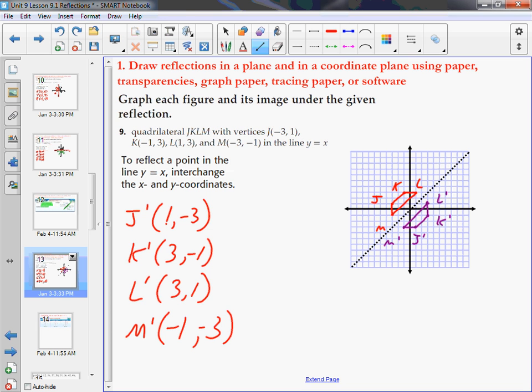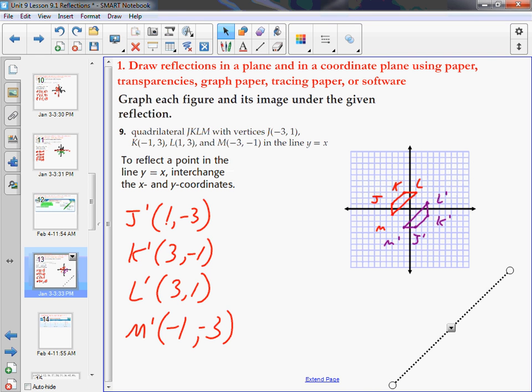Yeah. So the idea of learning to use your facts about what happens when your line of reflection is the x-axis, the y-axis, or the line y equals x, is so that you can do it without the line of reflection. Is there any rule that says that you're not allowed to put a line of reflection on there and then do what we learned originally? Yeah, go ahead, do it.